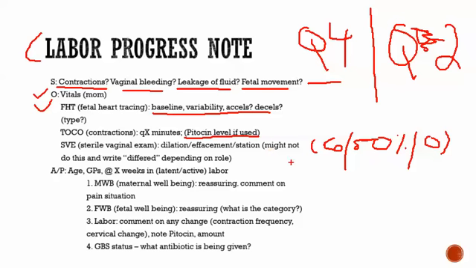And then you just do your A and P. Maternal well-being, how's mom doing, and things to note there are the pain situation. Does she want the epidural, or whatever else she's going to use for pain now. Fetal well-being, what's the category of the heart tracing. Labor, has there been any progress, and then any other issues like GBS status or anything else.